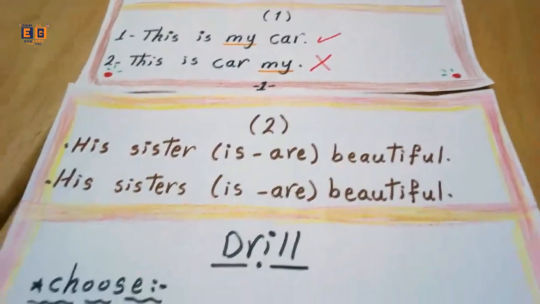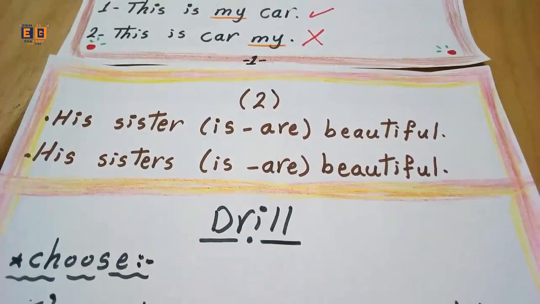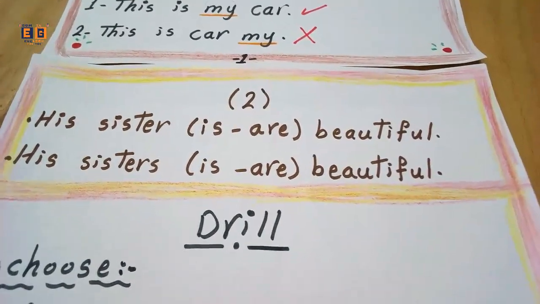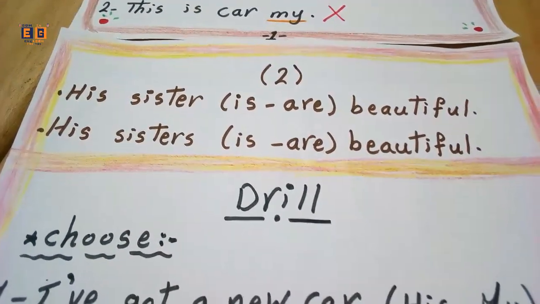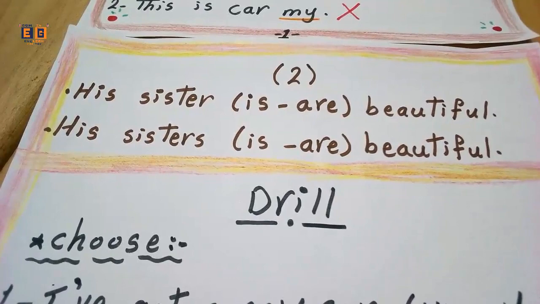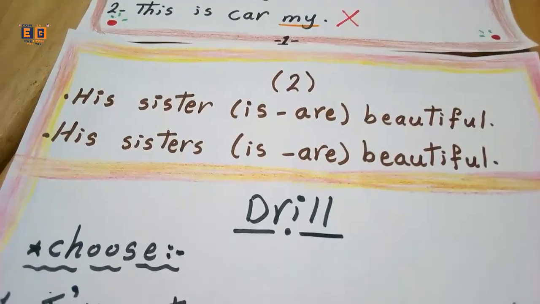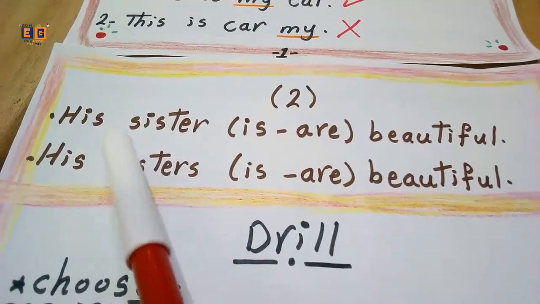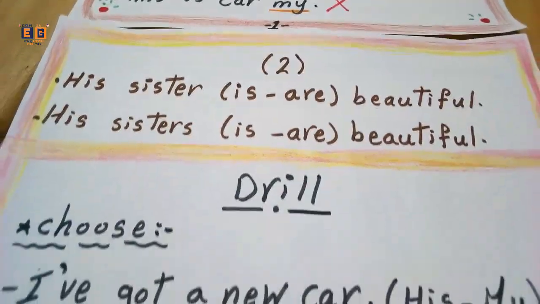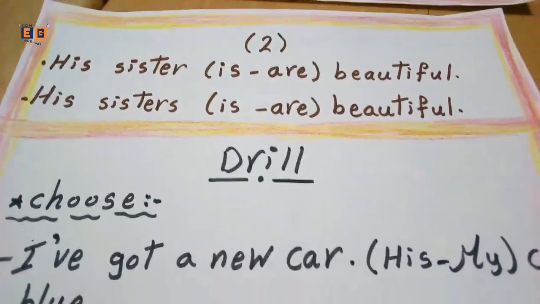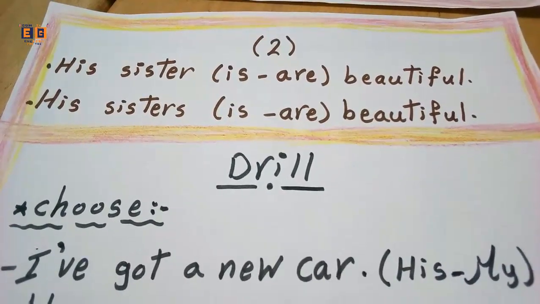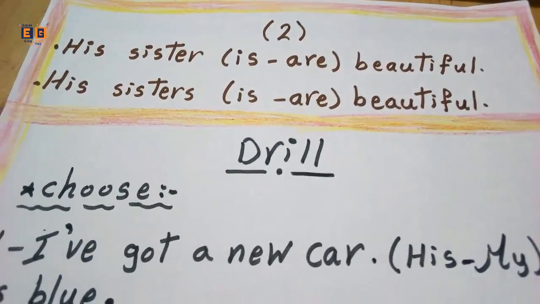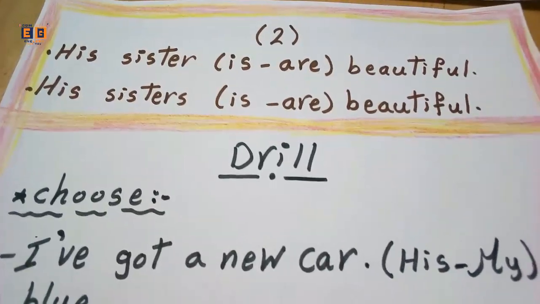Moving to the second rule. The second rule is that possessive adjectives don't show us whether the noun is singular or plural, but the noun which follows the possessive adjective shows us the kind of noun, whether it is singular or plural.